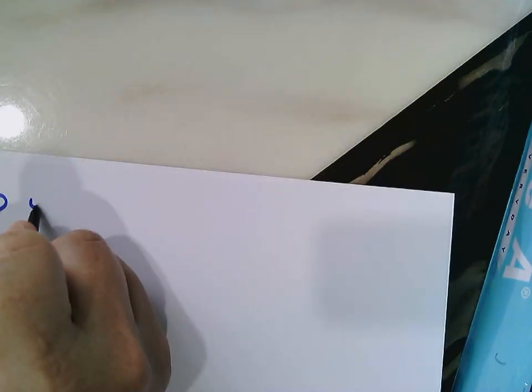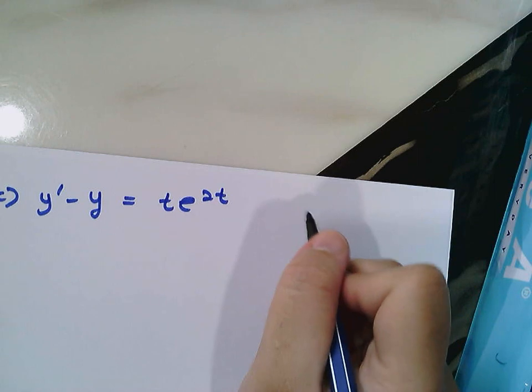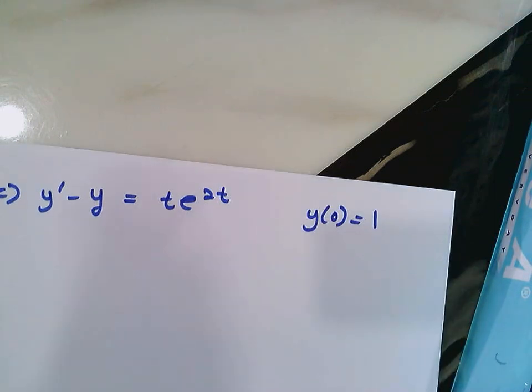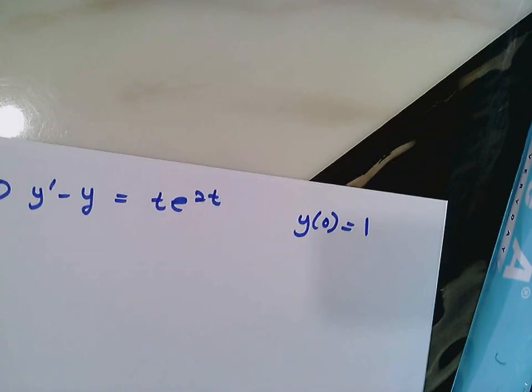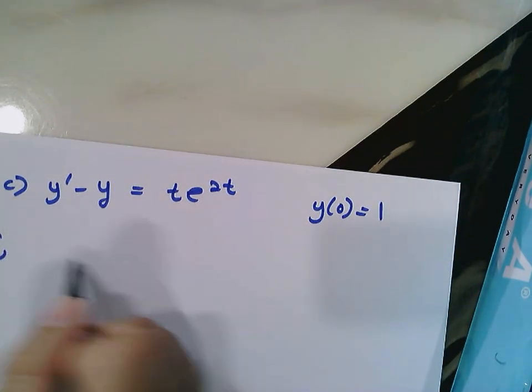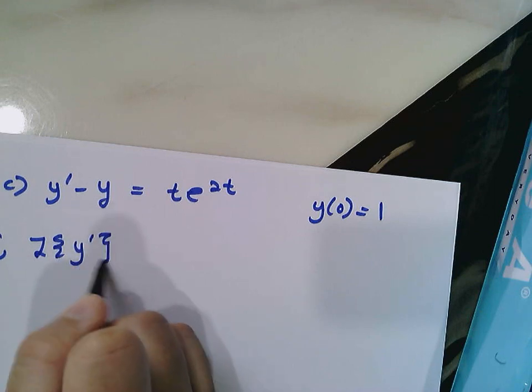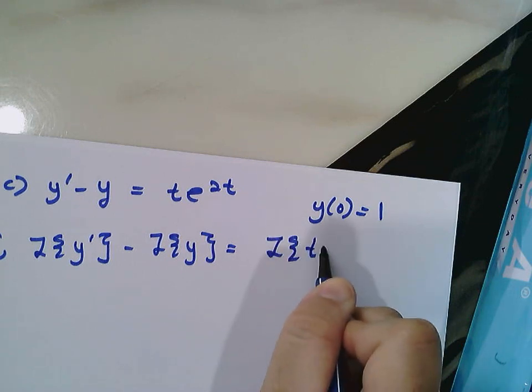So last example. So let's say you have this one. y prime minus y is equals to t e to the power 2t, and you are given y(0) is equals to 1. I'm not going to solve this one till the end, but I will show to you how when you proceed on your own. Okay, so the first one is applying Laplace transform operator will give you Laplace of y prime minus Laplace of y is equals to Laplace of t e to the power 2t.